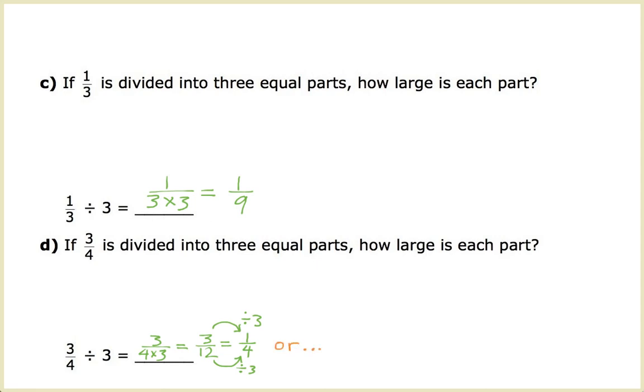Or you can use the alternative method. Since we have this special case scenario where the numerator can be divided by the divisor, what we can do is this. 3/4 divided by 3 equals 3 divided by 3 in the top over 4, and that's equal to 1/4.